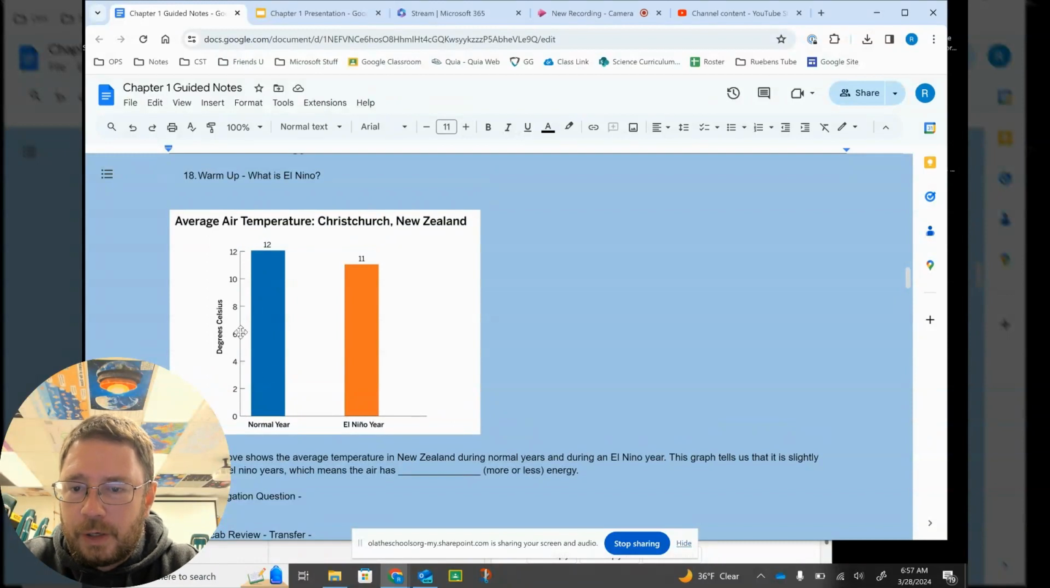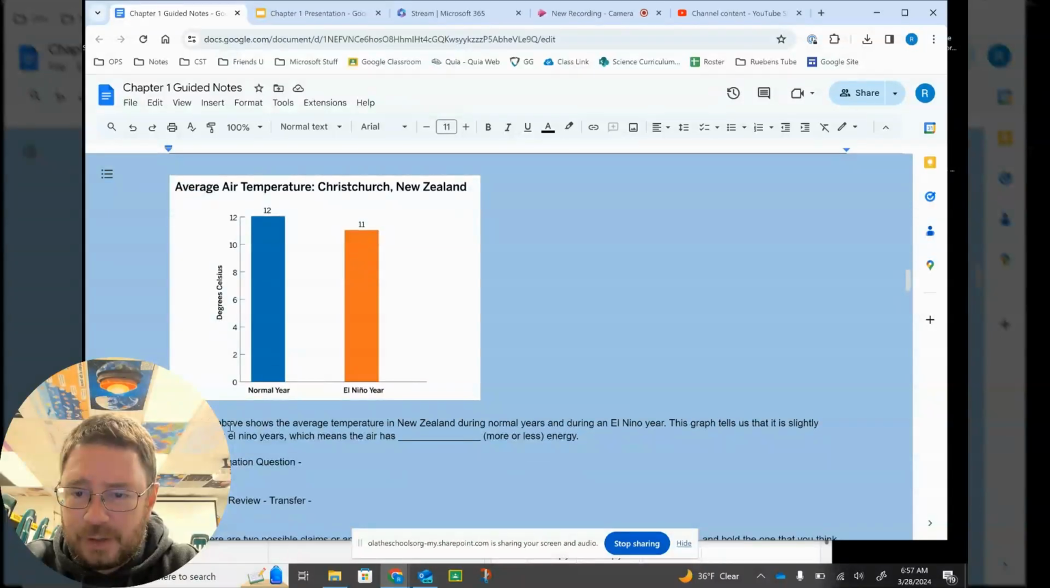So, in a normal year, the average temperature in New Zealand is 12 degrees Celsius, but in an El Nino year, it is 11 degrees Celsius. So, our warm up question says the graph above shows the average temperature of New Zealand during normal years and during an El Nino year.